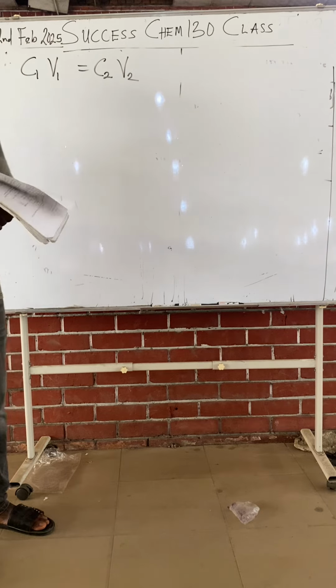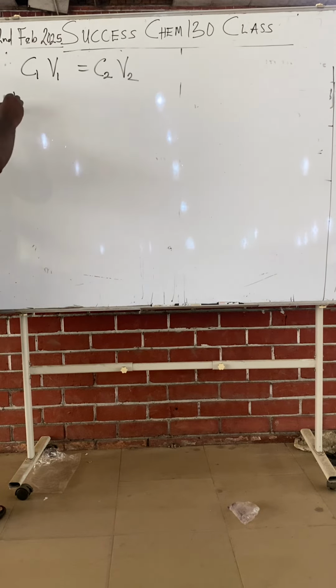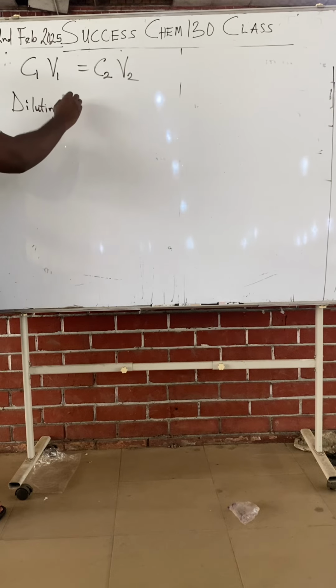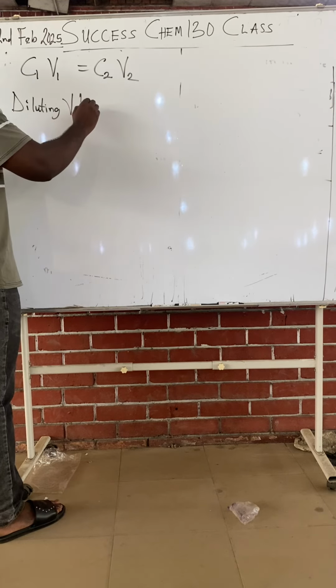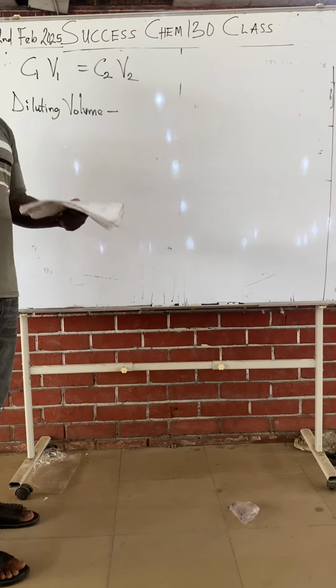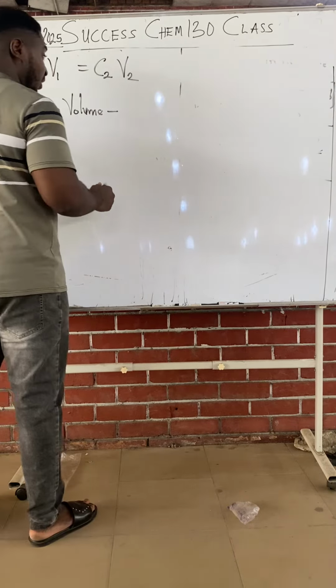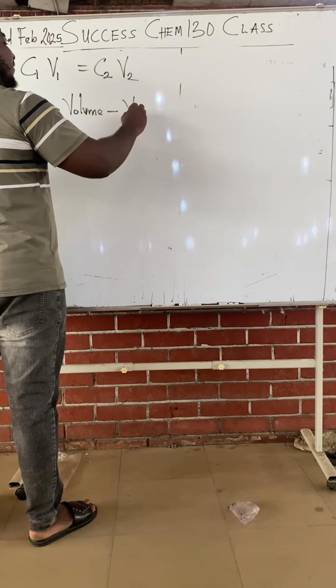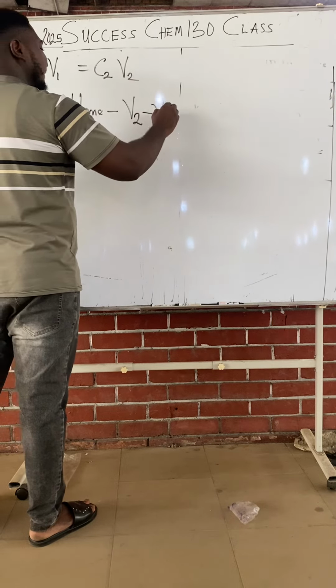But the common question they usually ask is to find the diluting volume. Diluting volume is the volume of water that is added to a known concentration of a solution. Diluting volume is what? The volume of water that is added to a known concentration of what? Solution. And how do you find this? The final volume minus the initial volume.